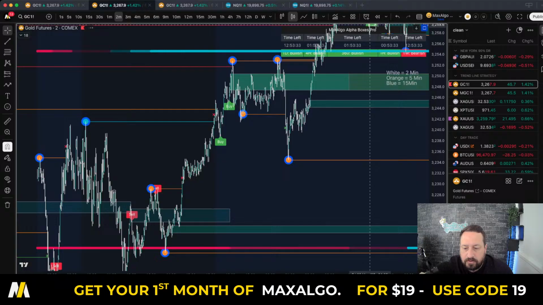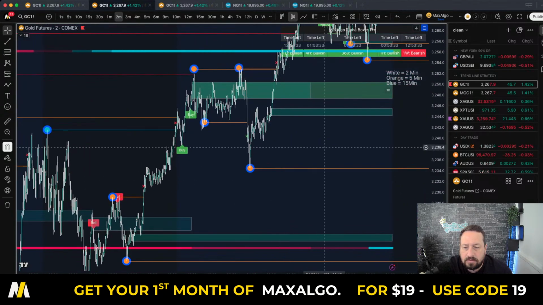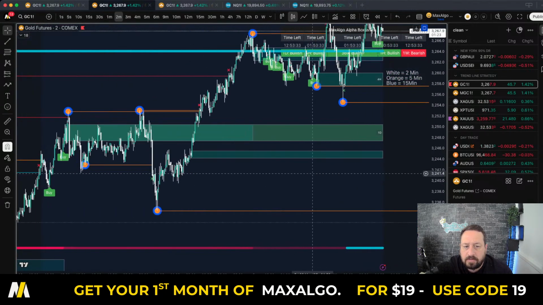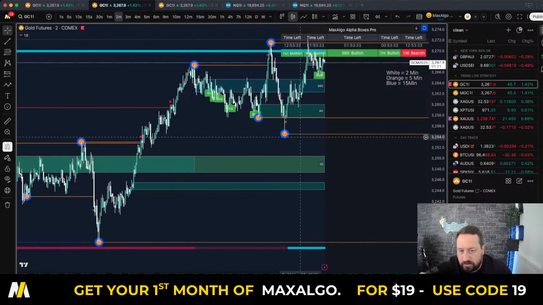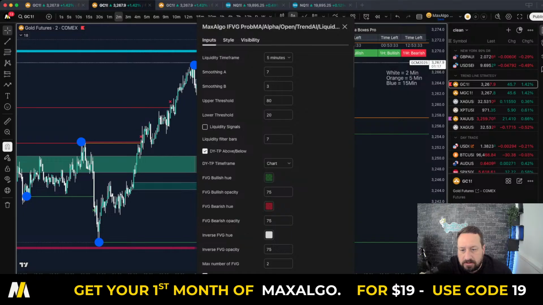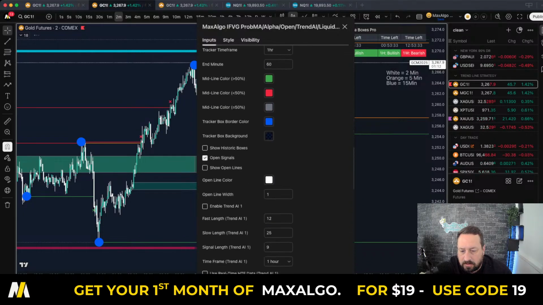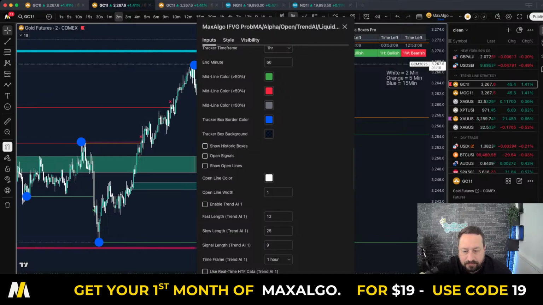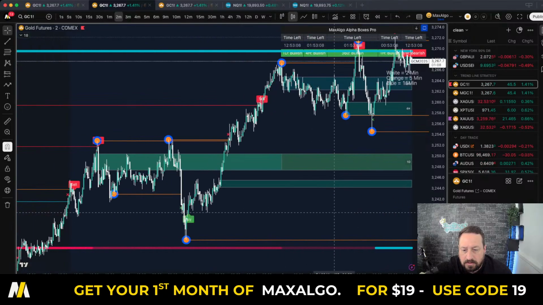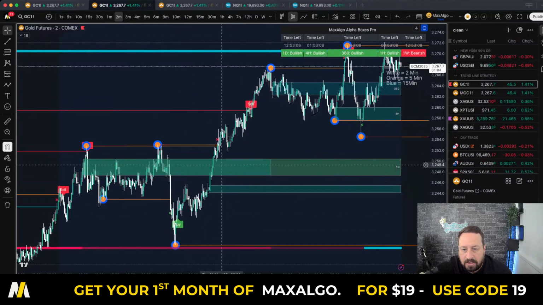So we're going to go through ORB as well. When we're ranging in the morning, there's a couple of settings I like. I like the alpha box settings as well, but I also like the liquidity. So the liquidity is this one. You can see here, after we grab liquidity, you get a nice run up.